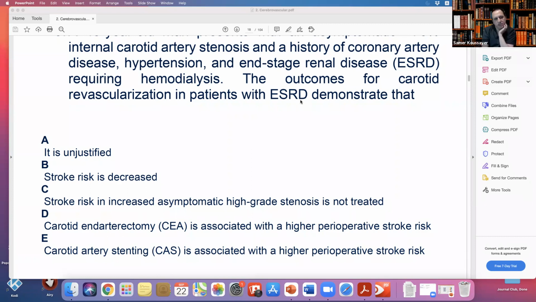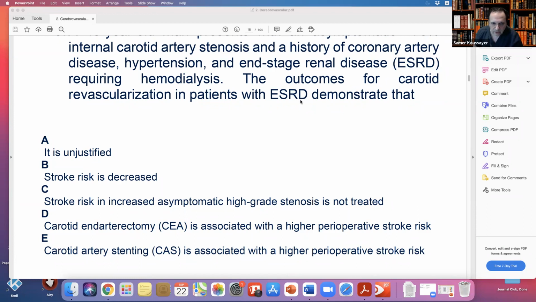And carotid endarterectomy is associated with higher perioperative stroke risk. Carotid artery stenting is associated with a higher perioperative stroke risk. So what they want to tell you is that for surgery and stent, the perioperative stroke risk is the same, it doesn't matter. So this will not increase your incidence of stroke.